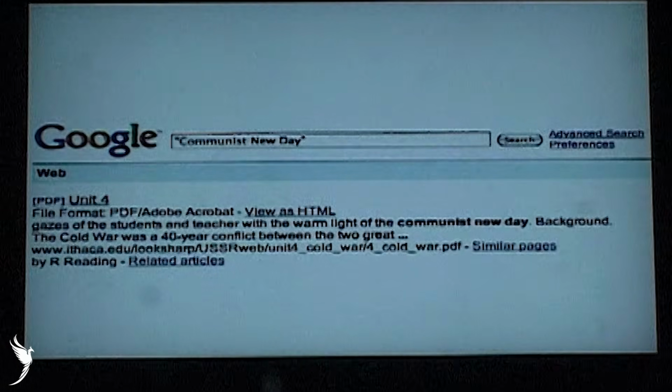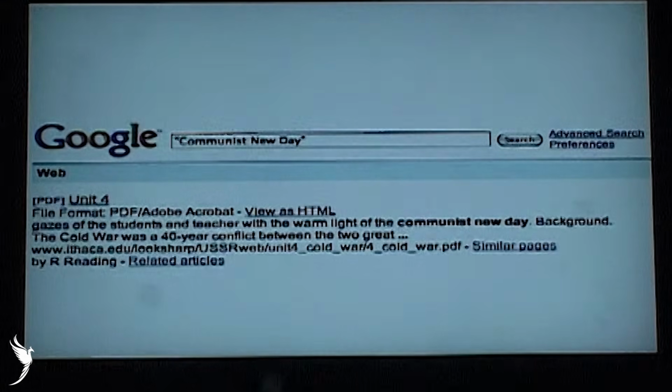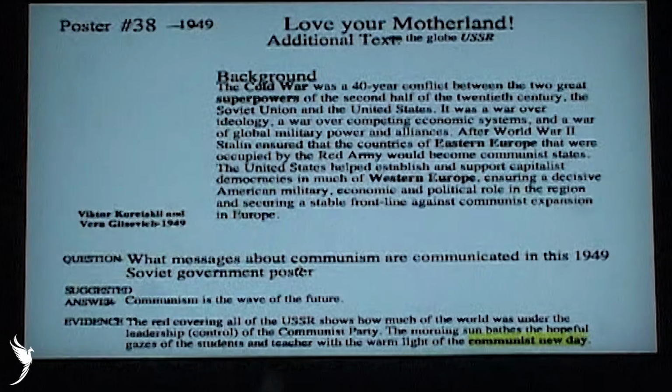So, go to Google, put in Communist New Day, and you'll see there's all kinds of articles about the Communist New Day. Here's one in particular, and at the bottom it says, "The red covering all over the USSR shows how much the world was under the leadership and control of the Communist Party. The morning sun bathes the hopeful gaze of the students and teachers with the warm light of the Communist New Day."